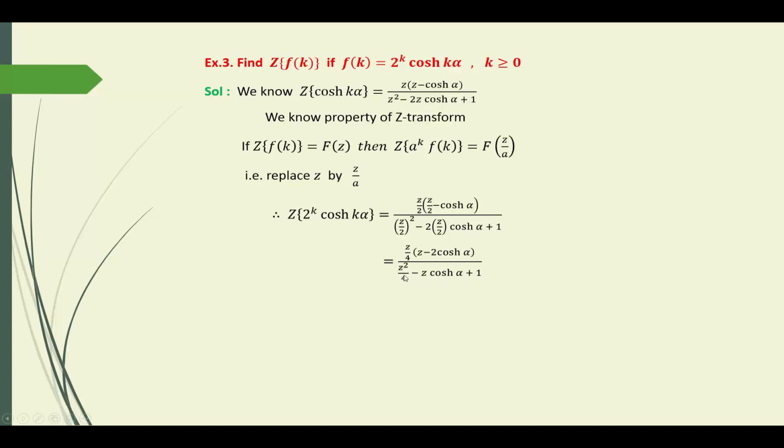Now take LCM in the denominator, which is 4. We get z upon 4 inside the bracket z minus 2 cos alpha upon z square minus 4z cos alpha plus 4 upon 4. Then this 4 cancels, and we get z into bracket z minus 2 cos alpha upon z square minus 4z cos alpha plus 4, which is the required answer.